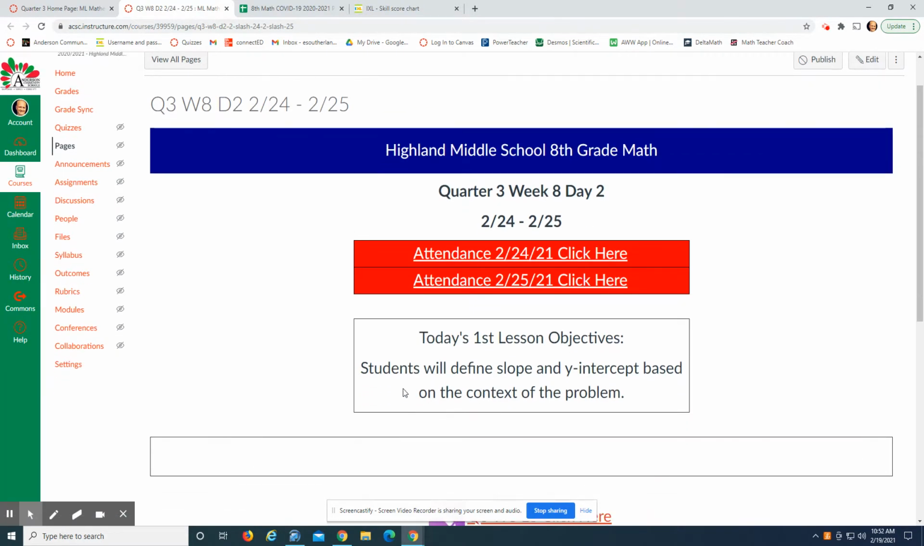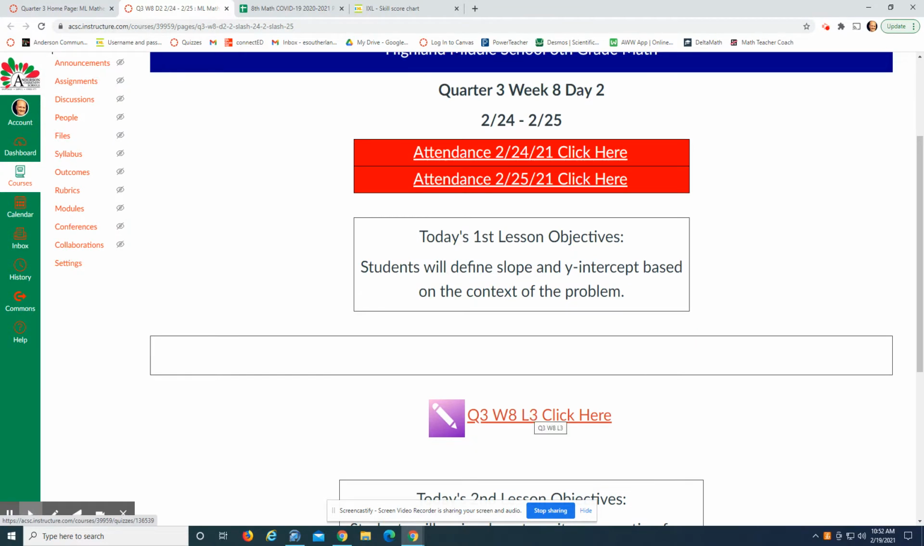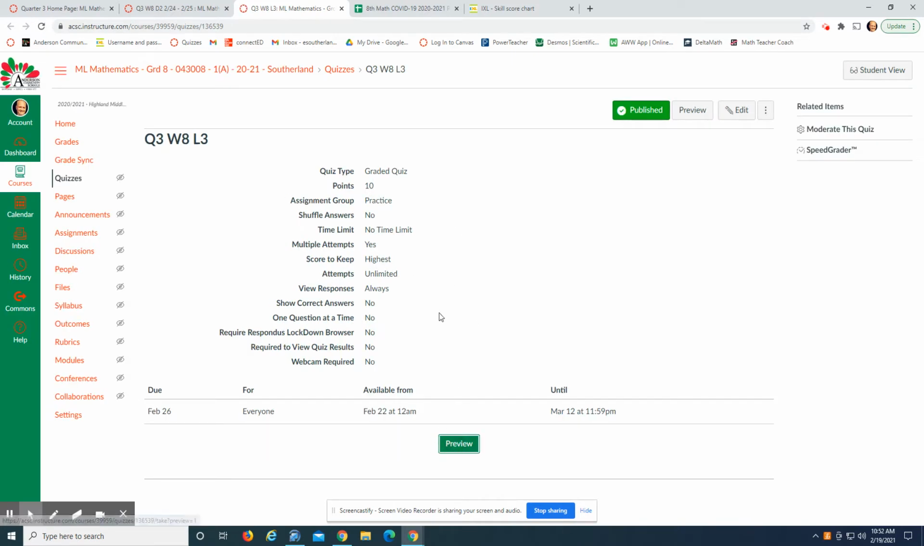But for your first assignment, I would like you to define what slope and y-intercept mean based on the context of the problem. So the same thing that we did yesterday. When we look at question 1 on this assignment, we want to identify what the slope means, and then we also want to know what the y-intercept means.